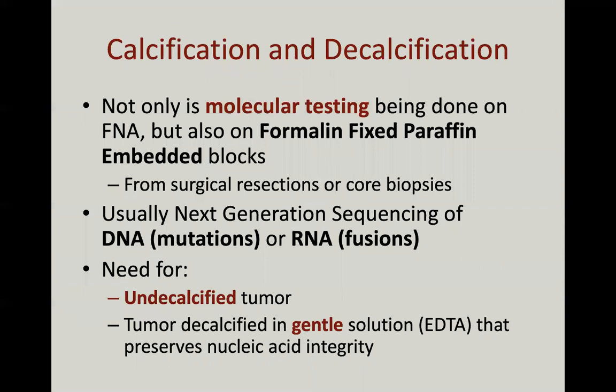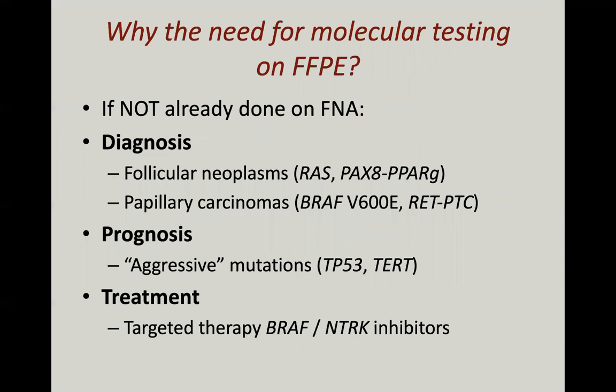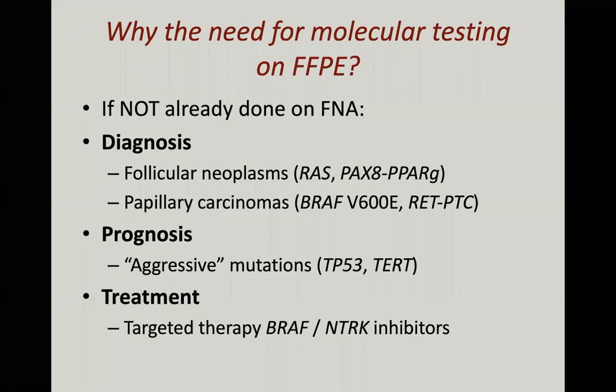So just please remember that for neoplasms and lesions, expect molecular testing to be required. And always think about giving us undecalcified tumor or tumor decalcified in EDTA that preserves the nucleic acids. So I think I've hammered this home in prior lectures, but just as a reminder, it's applicable across specimens. Sometimes we do molecular testing on our FFPE blocks if it's not already been done on FNA, sometimes for diagnosis, sometimes for prognosis, like an aggressive TP53 or TERT promoter mutation, and definitely, as suggested before, for treatment, whether it be a BRAF V600E inhibitor or an NTRK inhibitor.